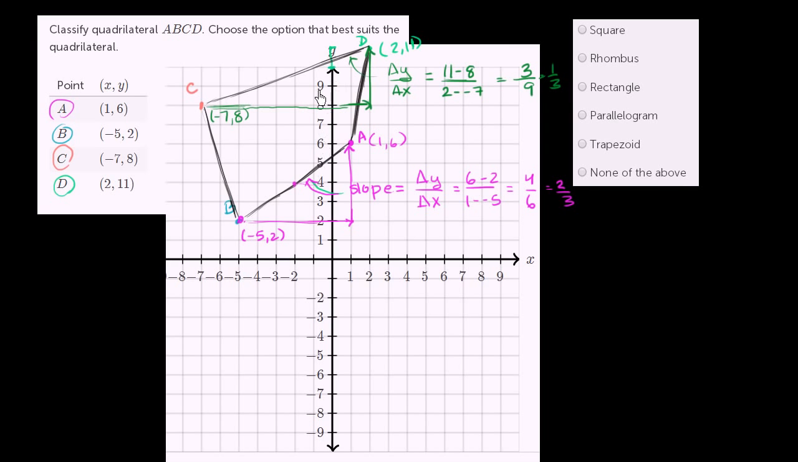So these actually have different slopes. So none of these lines are parallel to each other. So this isn't even a parallelogram. This isn't even a trapezoid. Parallelogram, you have to have two pairs of parallel sides. Trapezoid, you have to have one pair of parallel sides. This isn't the case for any of these, or none of these sides are parallel. So we would go with none of the above.